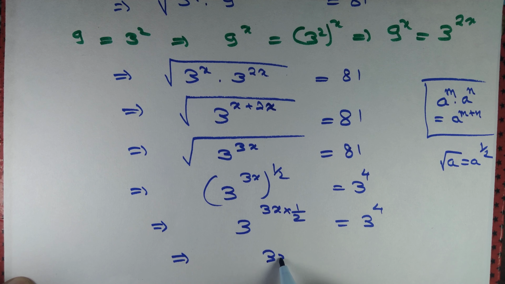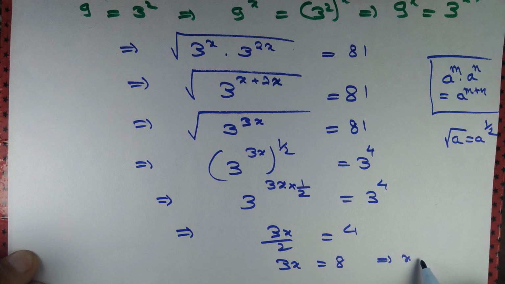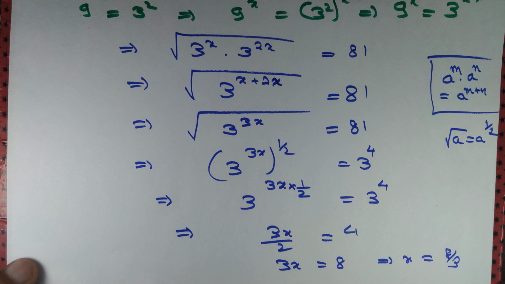That gives us 3x by 2 equal to 4. We cross multiply to get 3x equal to 8, and so x equals 8 by 3. And we are done.